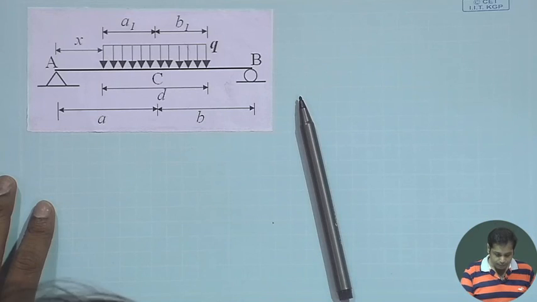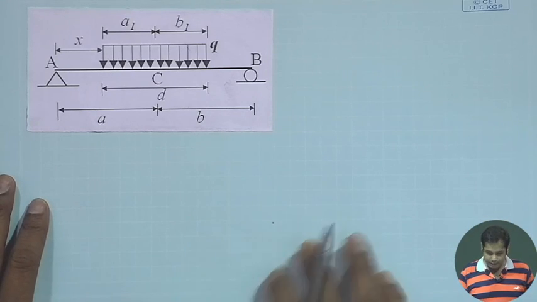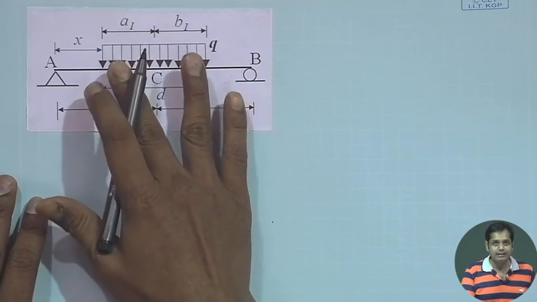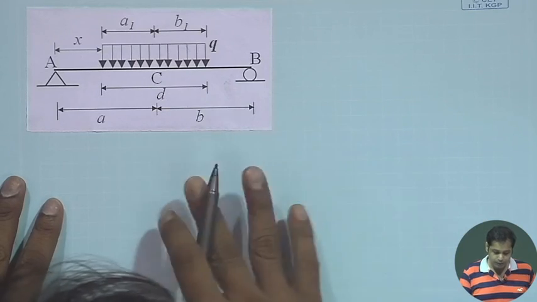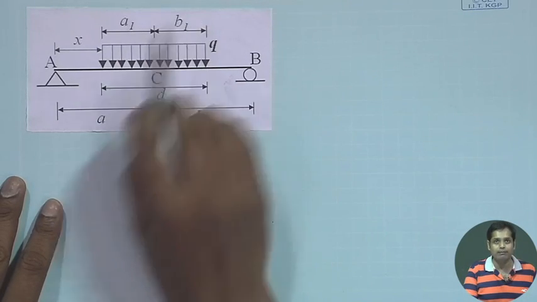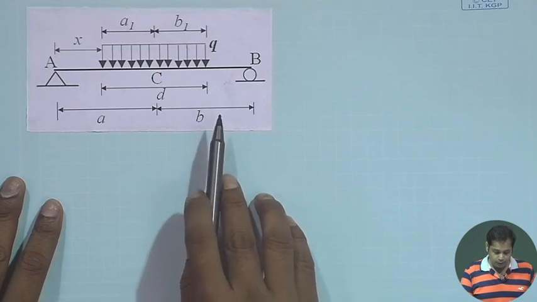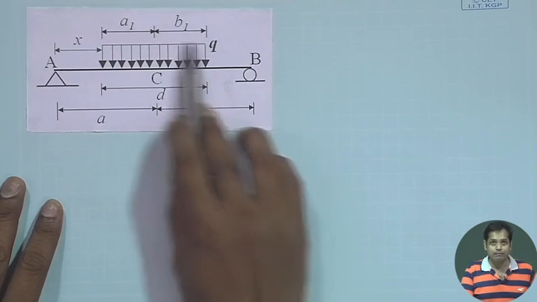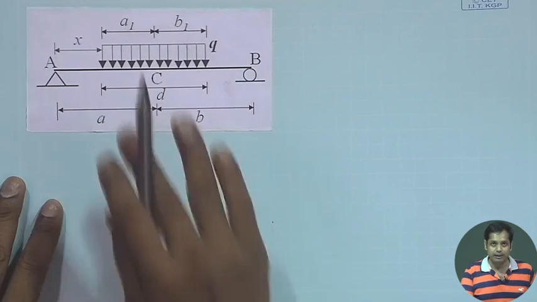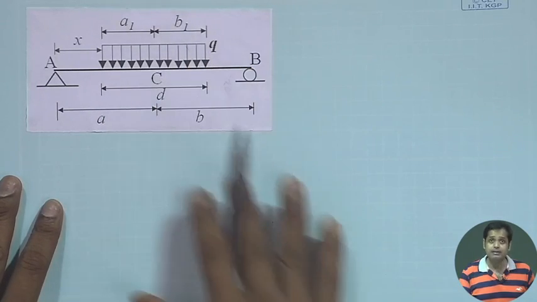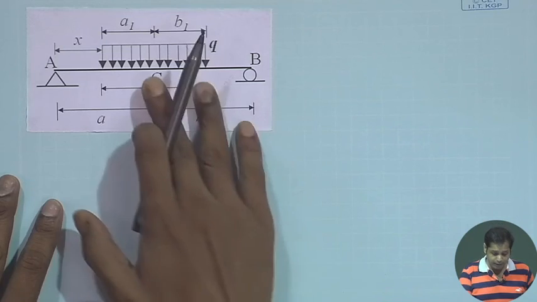Okay. Now, let us find that out. Suppose the load is placed in this way. We need to find out what the values of A1 and B1 will be, and how these values of A1, B1 are related to A and B, so that the position of this load can be uniquely determined, which gives us the maximum bending moment at C.